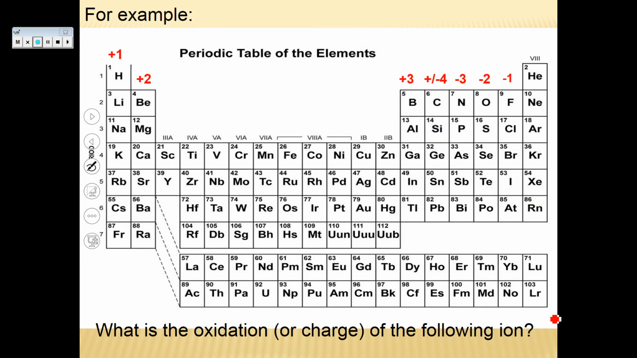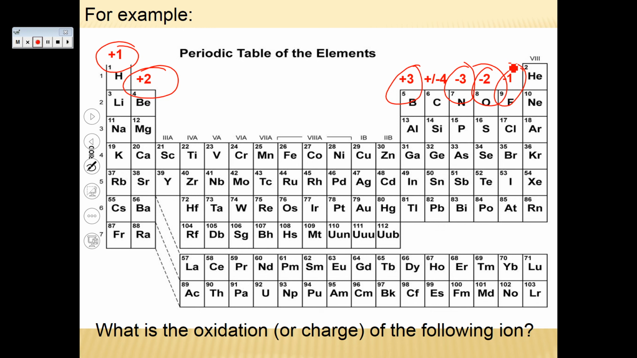So the general rule is that all elements in group 1 will lose their valence electron to take on an oxidation number positive 1. All elements in group 2 will always lose their 2 electrons to become positive 2 charges. Elements in group 3 will become positive 3. Group 4 can go either way, so it's positive or minus 4. Group 5 is always going to gain 3 electrons to take on a negative 3 oxidation number. Group 6 is always going to gain 2 electrons to become negative 2, and group 7 is always going to gain 1 to become negative 1.